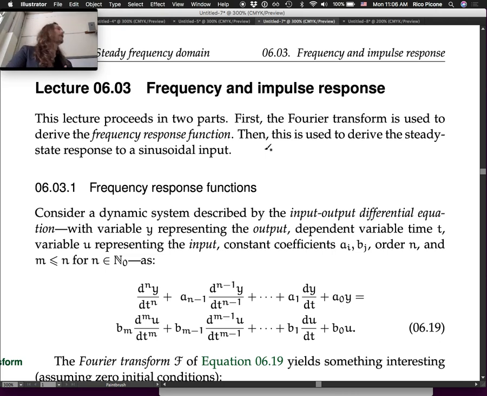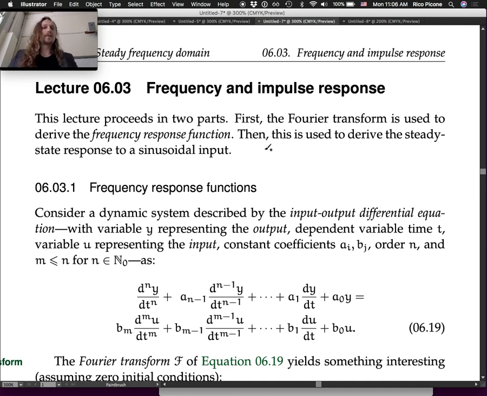6.3, frequency and impulse response. We're building up these really interesting mathematical objects, and in this lecture we're actually going to complete our map of all of our different representations of systems, all of our different mathematical models. We're going to have the last one today. That's kind of sad, but it means we've covered all of the common system representations. So it's pretty sweet. It proceeds in two parts.